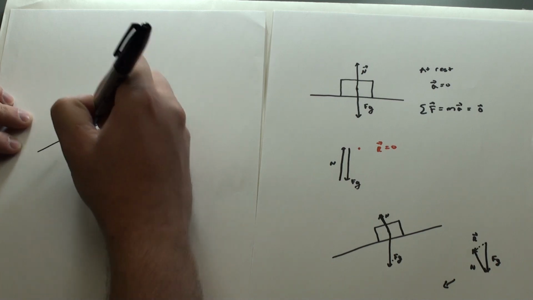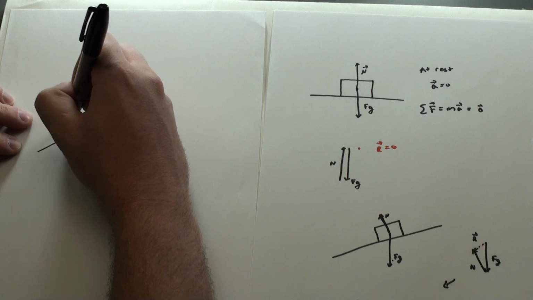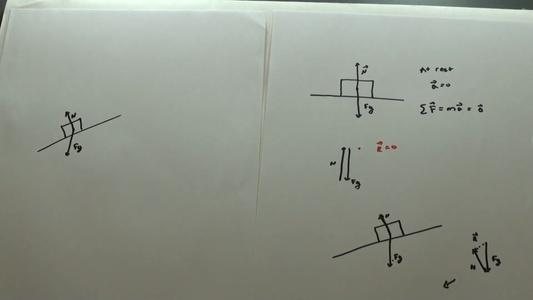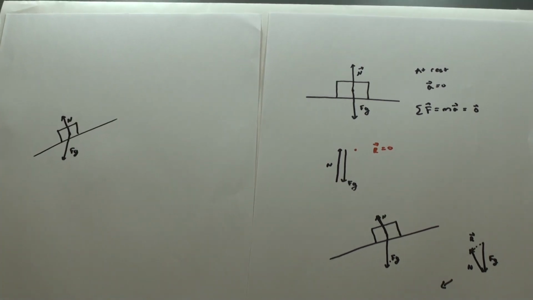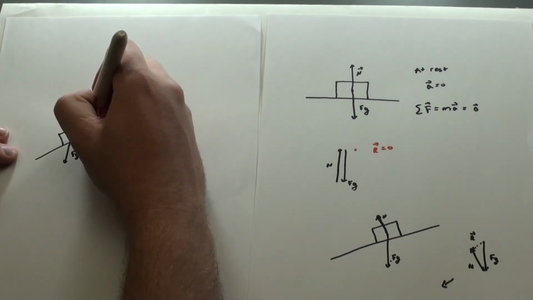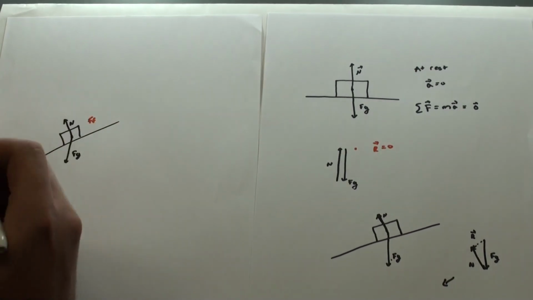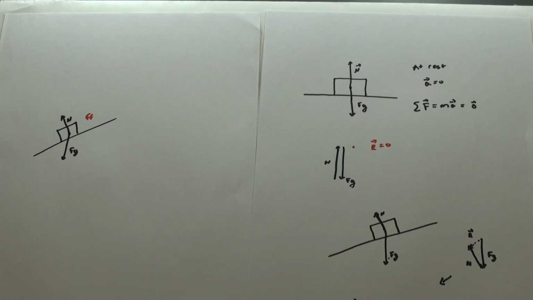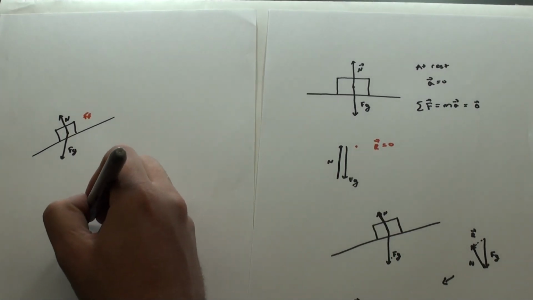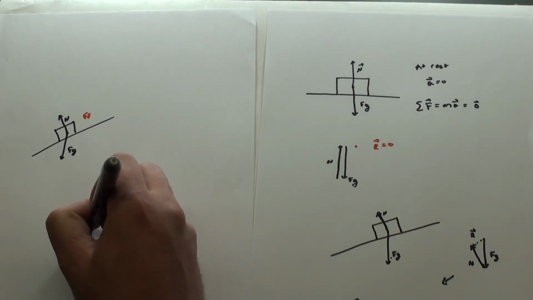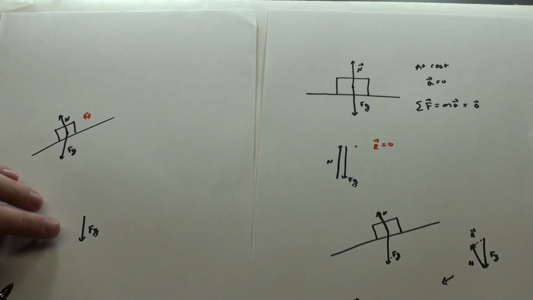Force due to gravity is acting down. Normal force is acting this way. And we've been given the task of figuring out what our frictional force has to be in order to get this box to remain at rest. Well, what we'll do then is we'll draw a force due to gravity like we did before. We'll draw our normal force.